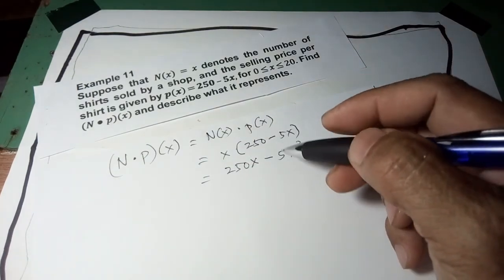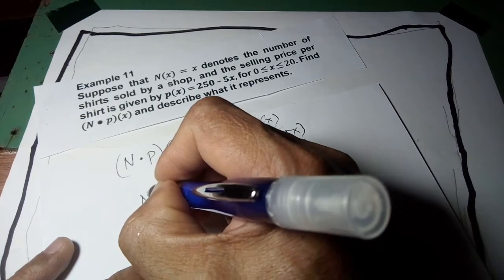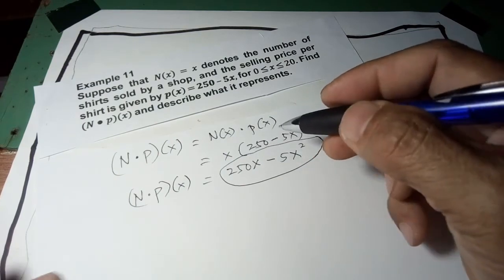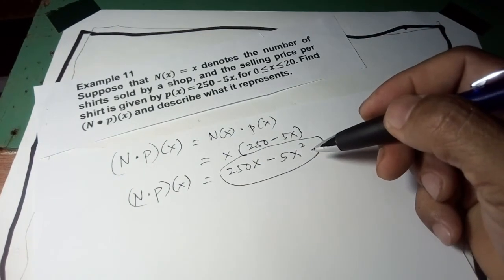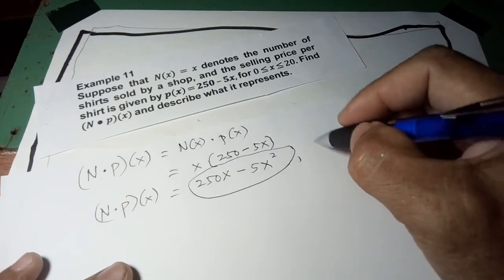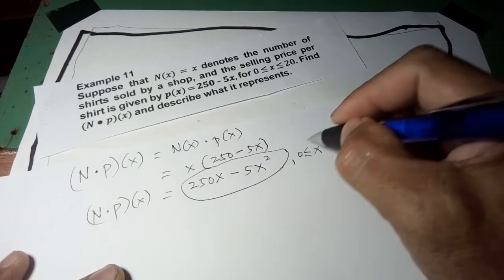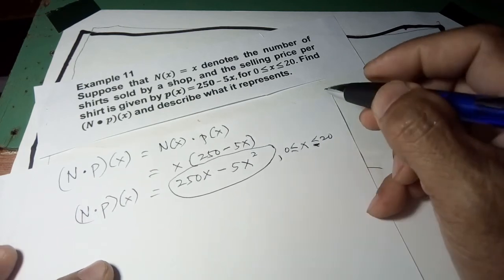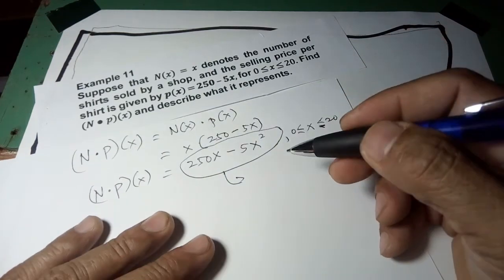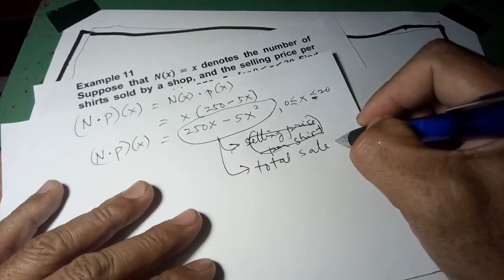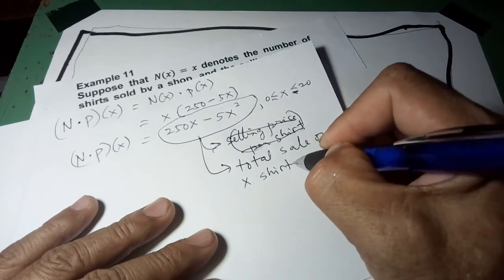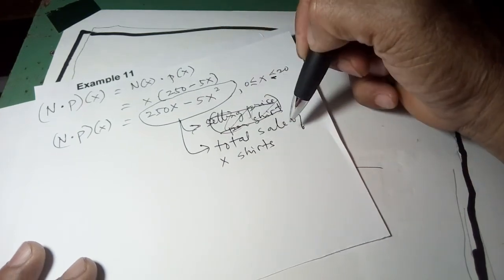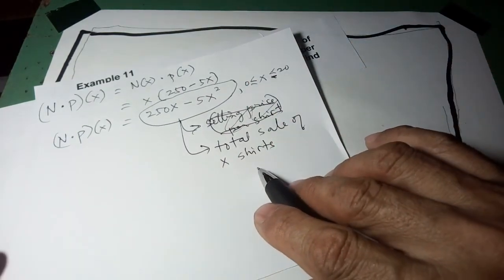What does this represent? So n times p of x is equal to 250x minus 5x squared. This represents, with x greater than or equal to 0 and less than or equal to 20, the total sale of x shirts. So this expression, 250x minus 5x squared, is the total sale of x shirts.